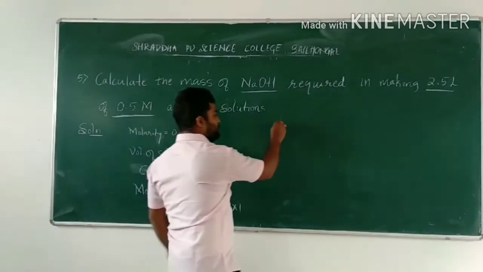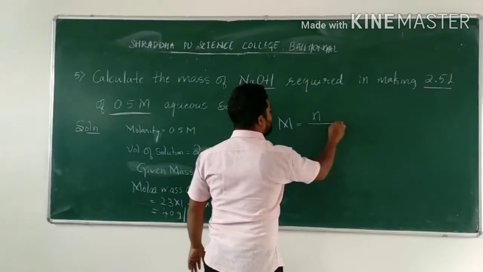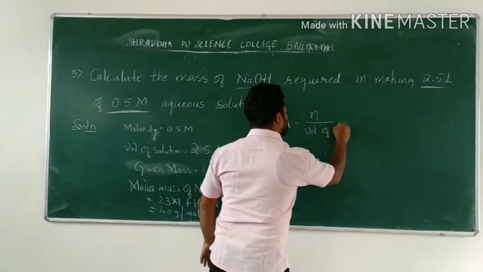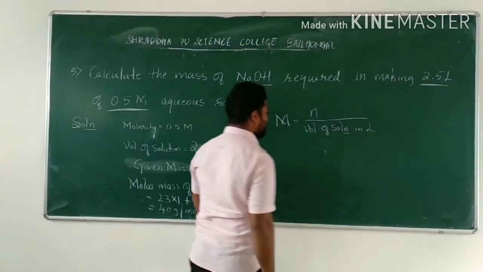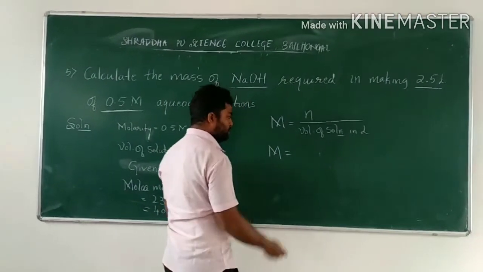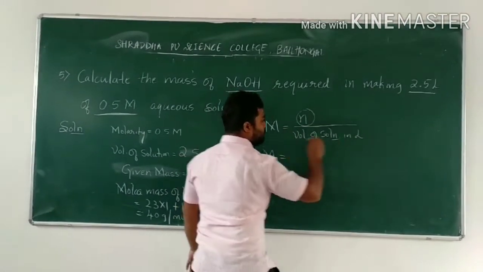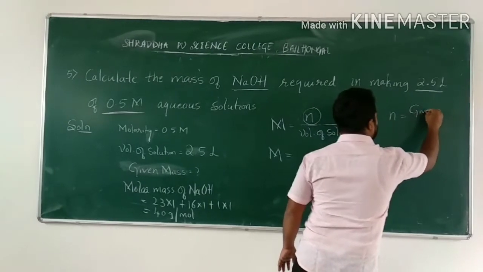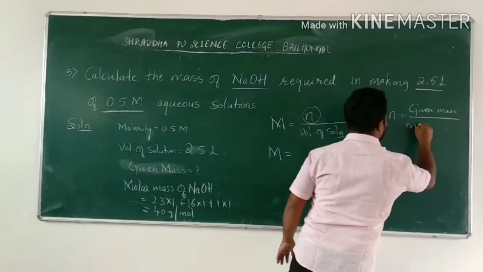So you know the definition of molarity. Molarity is equal to number of moles divided by volume of the solution in liters. Therefore n, the number of moles, is given by the formula you have taken yesterday. n is equal to given mass divided by molar mass, divided by what?